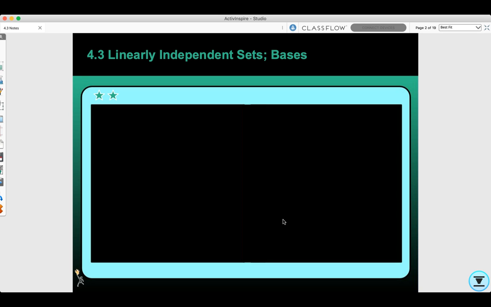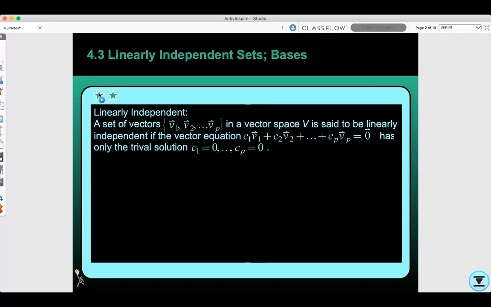Today we're doing section 4.3, linearly independent sets and bases. Linearly independent. A set of vectors v1 through vp in a vector space V is said to be linearly independent if the vector equation c1 v1 + c2 v2 + ... + cp vp = 0 has only the trivial solution c1 = 0, ..., cp = 0.